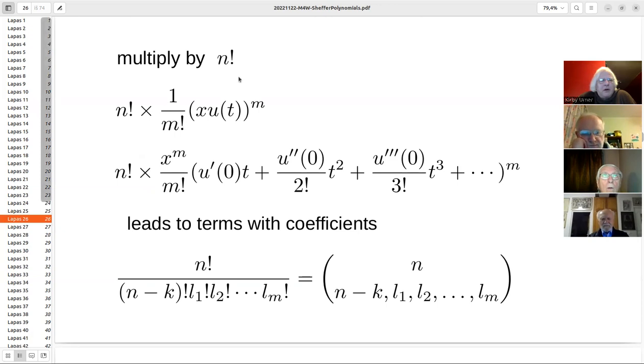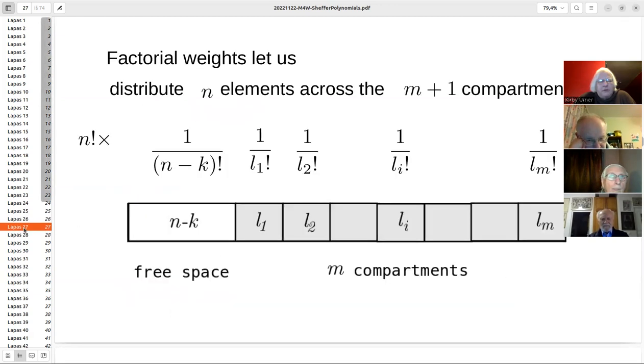And what that does is that it introduces these 1 over m factorials here. And that's very nice combinatorially, because it'll be able to combine them. You can multiply by an n factorial, but you'll be dividing by all these things that build up to n factorial. Well, that's a multinomial coefficient. Okay, and then you'll get these multinomial coefficients.